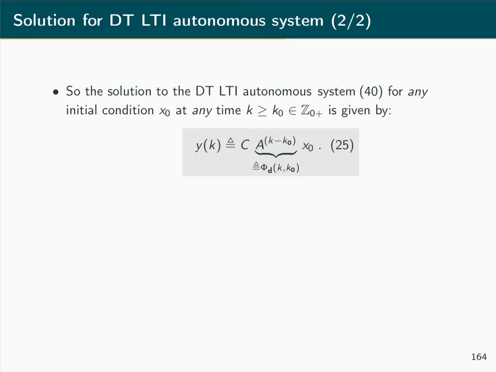Since the solution to the discrete time linear time invariant autonomous system for any initial condition x naught at any time k greater than or equal to k naught is given by the formula that we have just proved, we can define A to the power k minus k naught as the fundamental matrix of the discrete time system, denoted capital Phi with an index d, and with the arguments k and k naught.